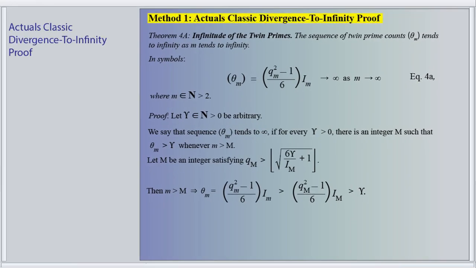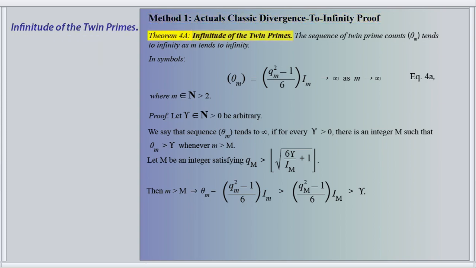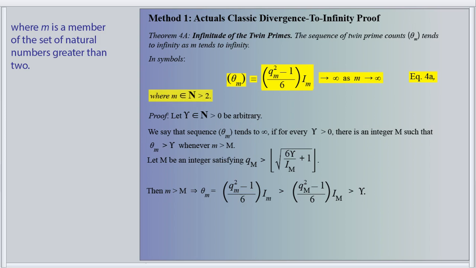Method 1. Actuals classic divergence to infinity proof. Theorem 4a. Infinitude of the twin primes. The sequence of twin prime counts, theta sub m, tends to infinity as m tends to infinity. In symbols, equation 4a, the sequence theta equals q sub m squared minus 1 all over 6, the quantity, times I sub m tends to infinity as m tends to infinity, where m is a member of the set of natural numbers greater than 2.